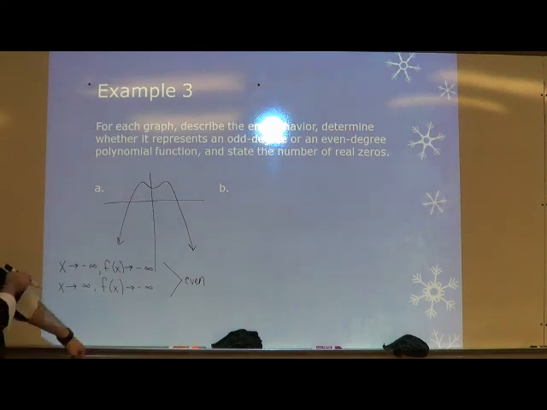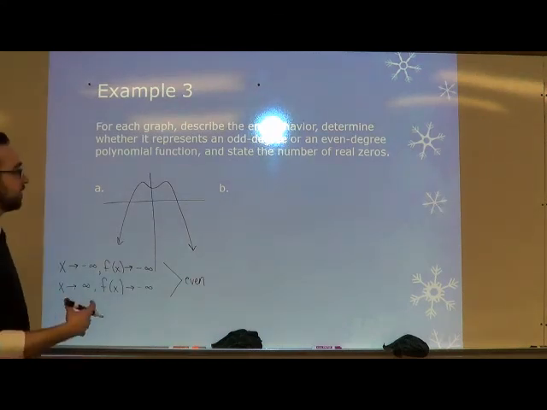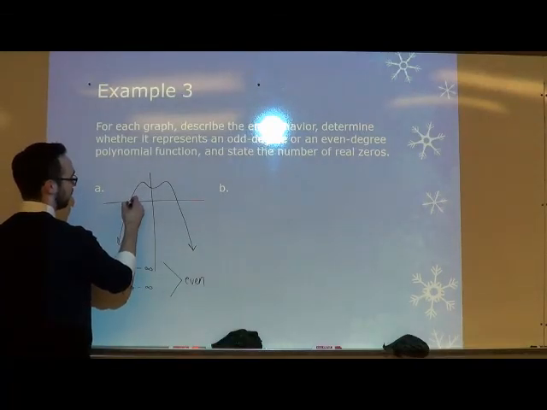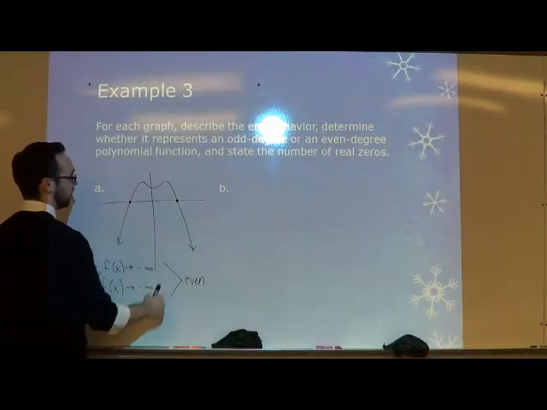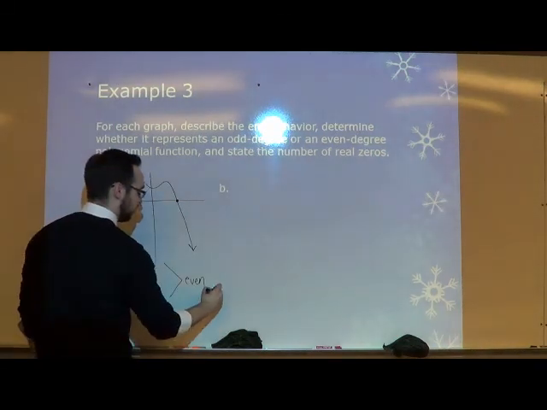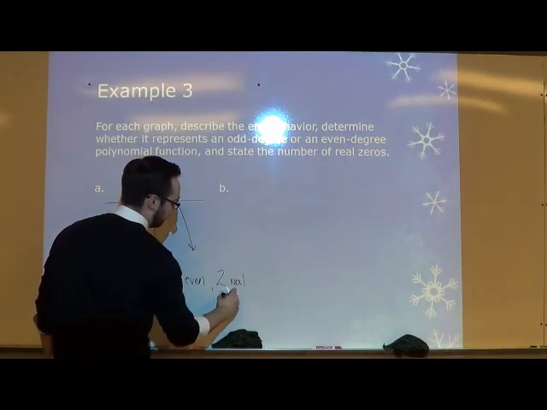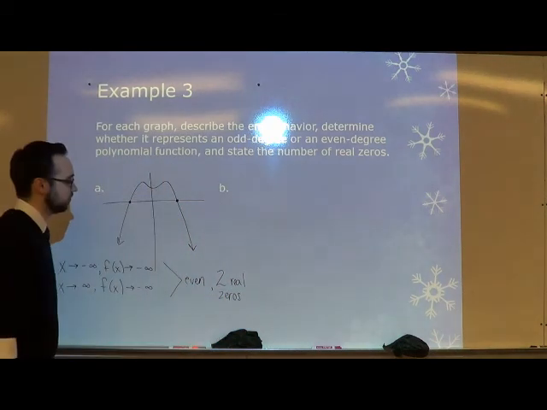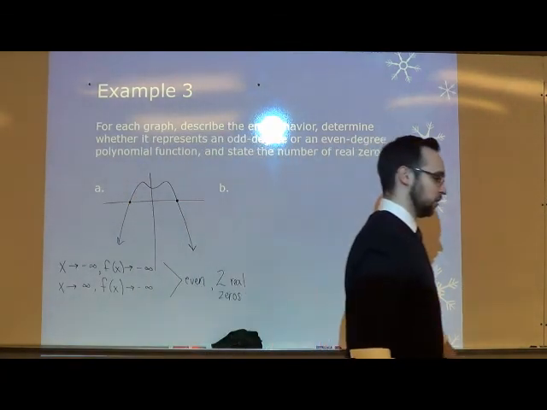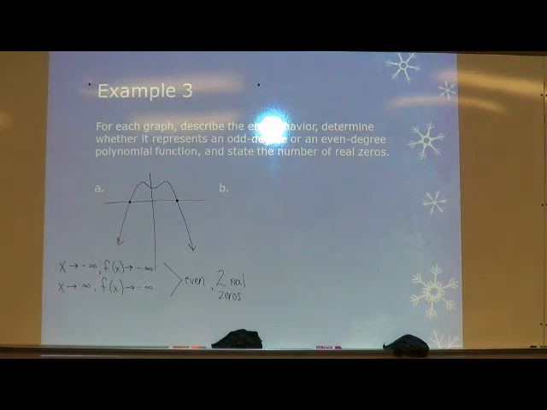And the number of real zeros, remember, where do real zeros occur? That's nothing new. They occur wherever it crosses the x-axis. So how many are there? We have 2 real zeros. So the end behavior, even or odd, and how many real zeros.